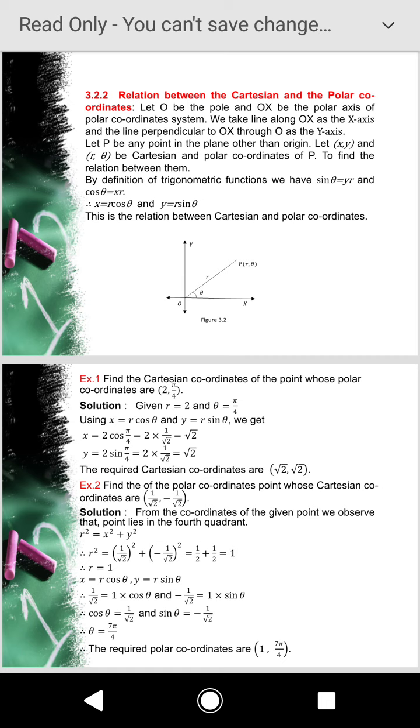Now, by using the definition of trigonometric function, x equal to r cos theta and y equal to r sin theta, we put the value of x and r and find the value of theta. Therefore, cos theta equal to 1 divided by square root of 2 and sin theta equal to minus 1 divided by square root of 2. That is, theta equal to 7 pi by 4. This is the required polar coordinates: r equal to 1 and theta equal to 7 pi by 4.